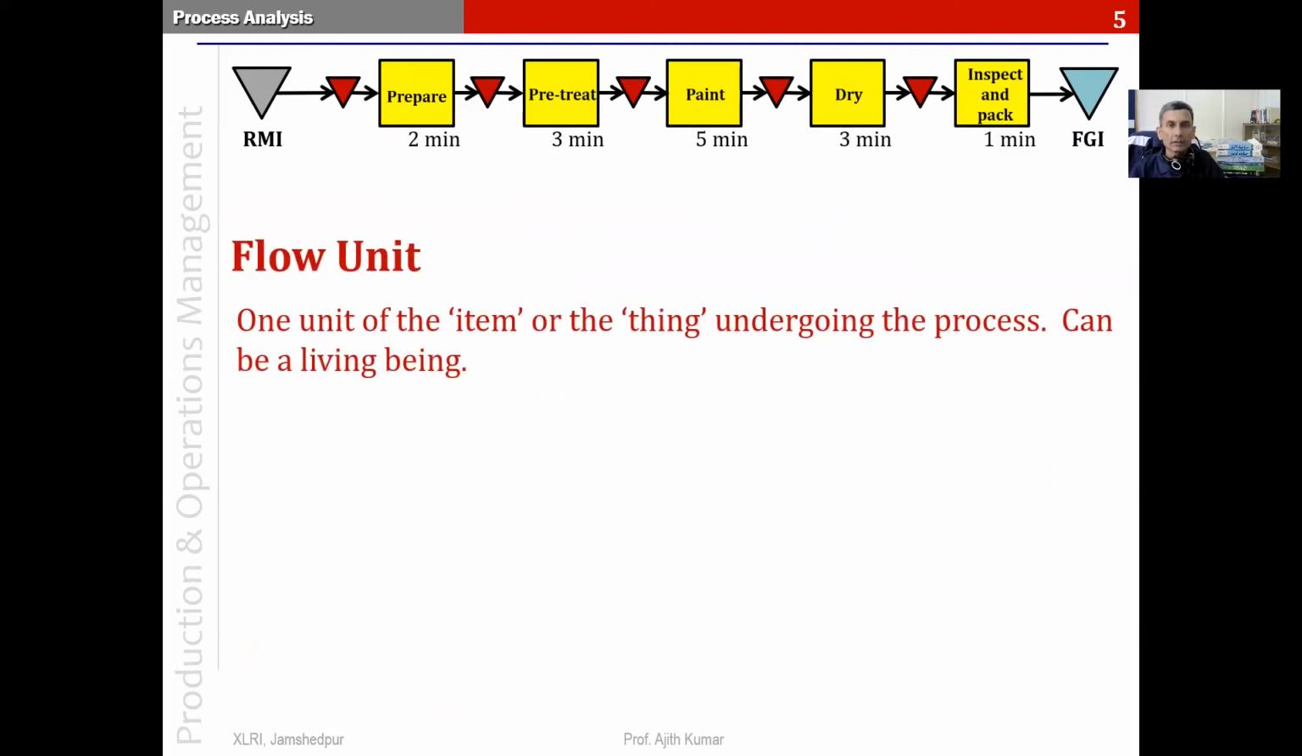Now let's look at some terms that are relevant to the line flow process. The first term is the flow unit. The flow unit refers to one unit of the item or the thing undergoing the process. In some cases, it can also be a living being. For example, human beings standing in queues, let's say at the airport, going through multiple steps of the airport's boarding process. Now, in the given example, the flow unit refers to a unit of the toy.